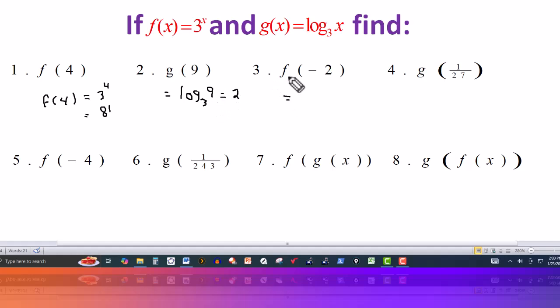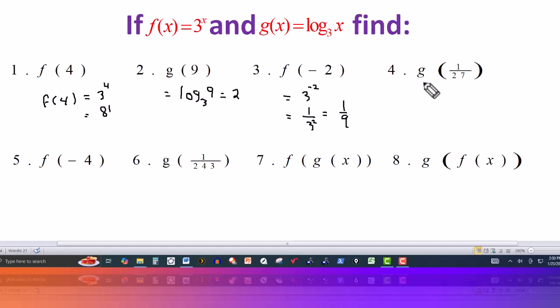Number 3, we go back to the f function. We want to find f of negative 2, and f of x is 3 to the x. So we put 3 to the negative 2, and using the rules for negative exponents that is the same thing as 1 over 3 to the second. 3 to the second is 9, so this would be 1/9.